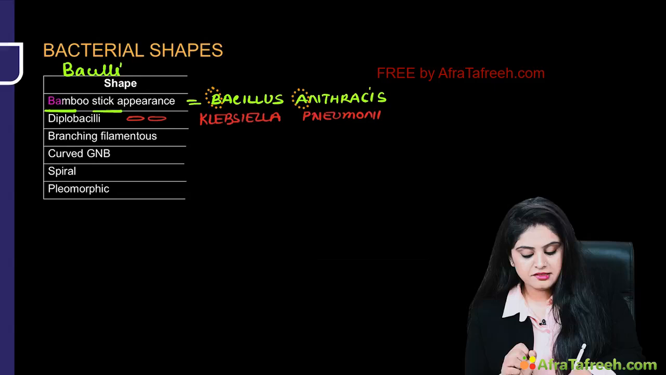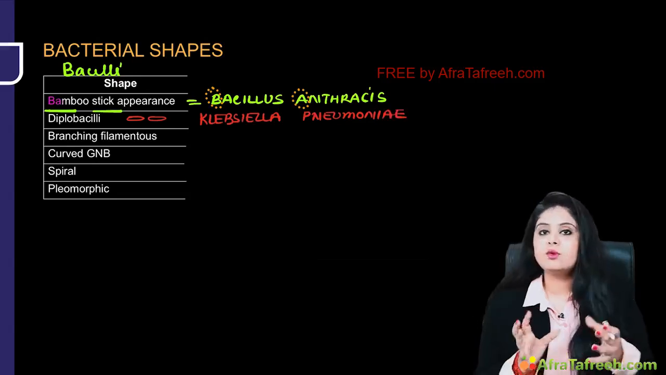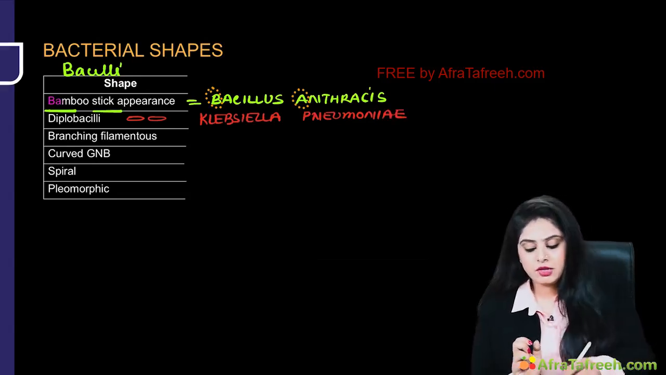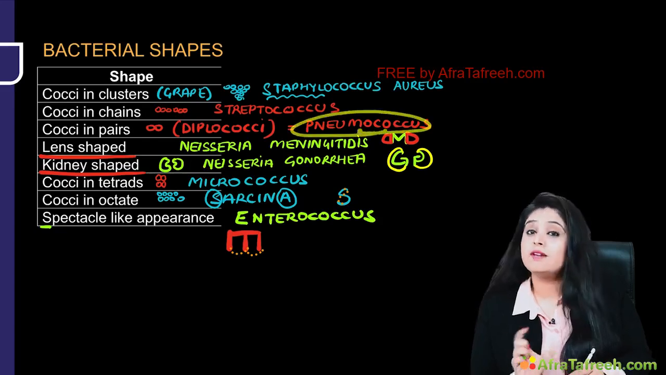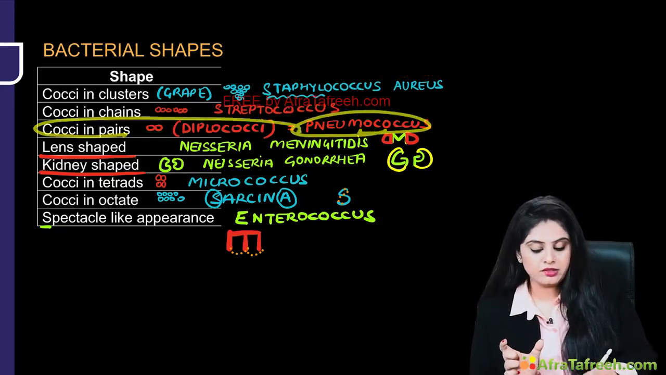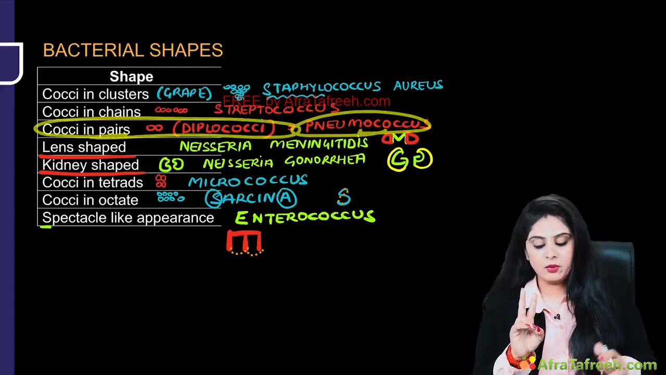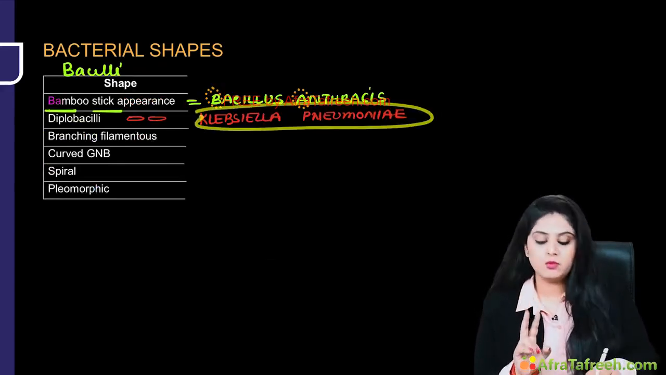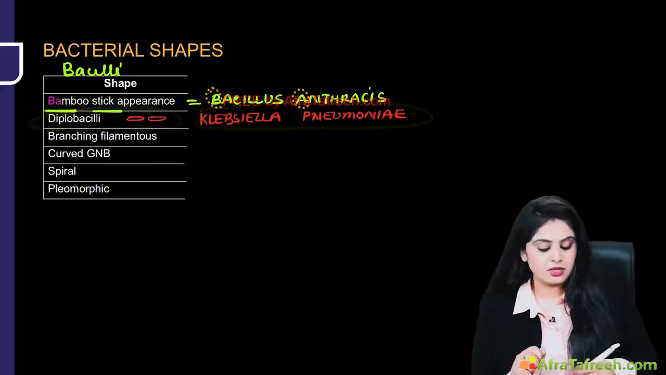So now I realize that this pneumoniae always tends to occur as a diplo. When I was talking about pneumococcus, pneumonia wala coccus, that was a diplococcus. Two cocci were occurring together. Now when I talk about bacilli, Klebsiella pneumoniae, two bacilli are going to occur together.